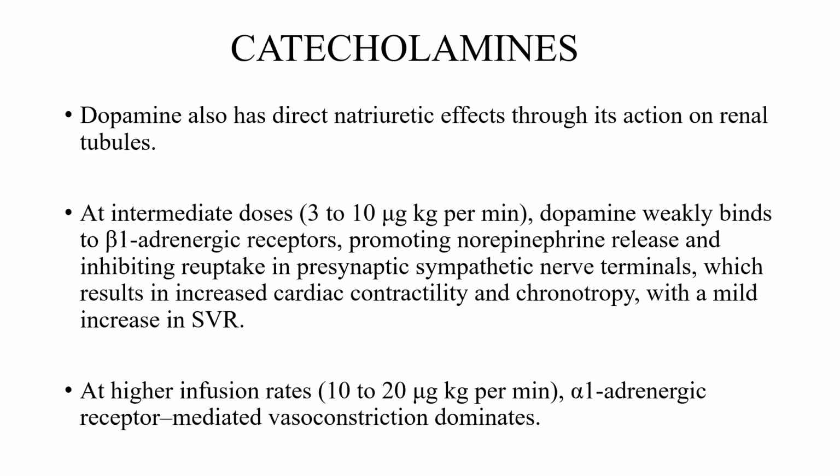As you increase the dose, it tends to affect the beta receptors. So intermediate doses affect beta receptors, smaller doses affect dopamine receptors, and far higher doses tend to affect your alpha 1 adrenergic receptor. So it can cause a lot of vasoconstriction. In low doses, it's a very mild vasodilatation, but as you increase the dose, it tends to have more predominant vasoconstriction. Next slide.